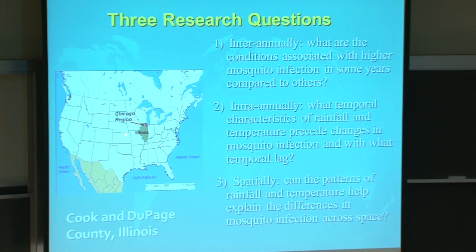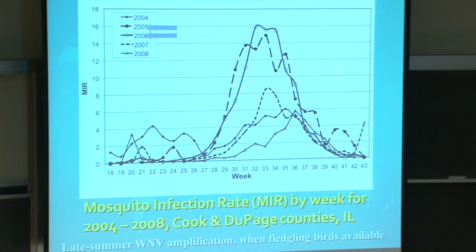And the work was done in the greater Chicago area, Cook and DuPage County up here. So if we look at the mosquito infection rate, the MIR, by week for the 5-year period of 2004 to 2008, and here, remember, 2005 and 2006 were the years that we had high transmission in comparison to 2004, 7, and 8. What has been noted in every year, regardless of the level of transmission, is that amplification of virus occurs relatively rapidly and always around the same time. The last week or 2 of July, the first week or 2 of August is when amplification happens.